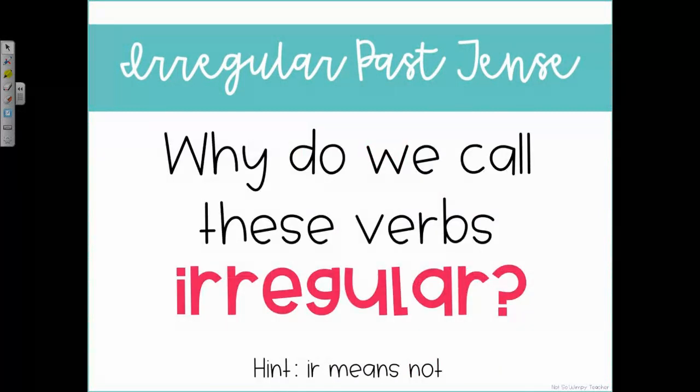Why do we call these verbs irregular? Well, look at the prefix, ir at the beginning. Ir means not. So these are all irregular verbs because they are not regular. We'll be working on these more this week.